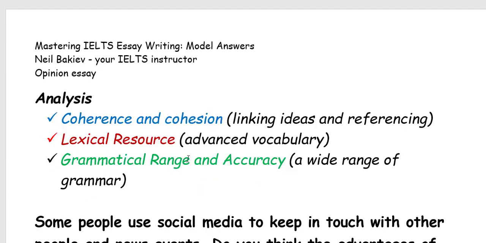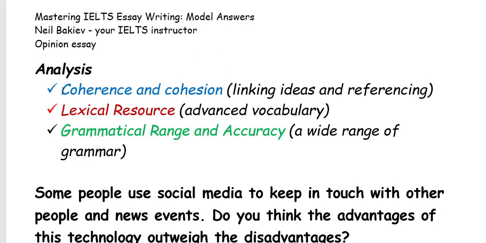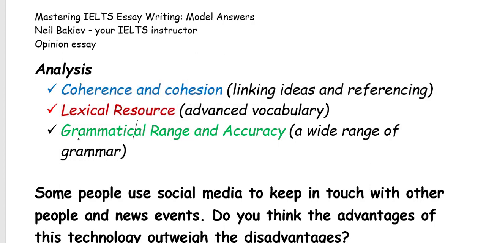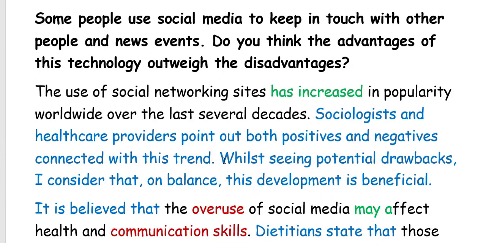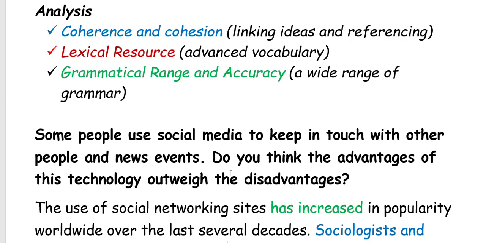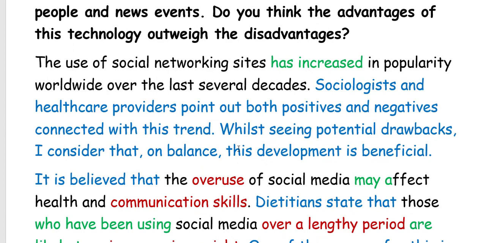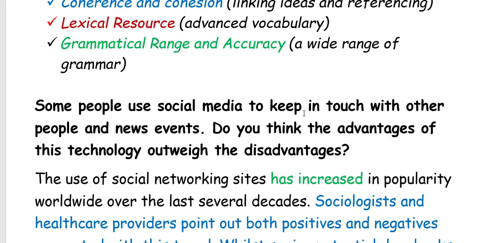All right. Now, ladies and gentlemen, I would like you to focus on these three major aspects here. Okay, coherence and cohesion, lexical resource, and grammatical range and accuracy. Pay close attention to different colors here, and each color represents one specific aspect, because the examiner will pay close attention to all of these elements, and then he will evaluate your essay, and then you will get your grade. So if you learn how to use all of these aspects, then you will learn how to link ideas and use referencing. You will learn how to use advanced vocabulary and a wide range of grammar.